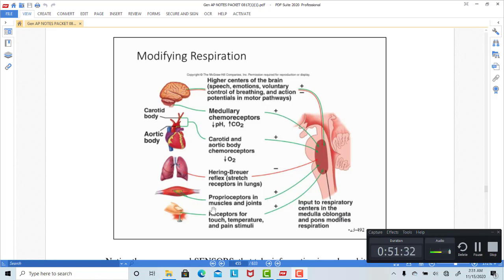So the body's getting ready for exercise. So just moving your arms and legs, even if you're not working very hard, that's going to stimulate respiration via the medulla and the pons.